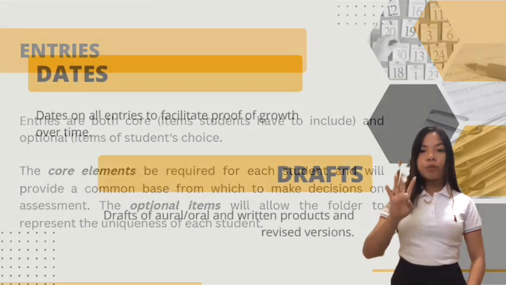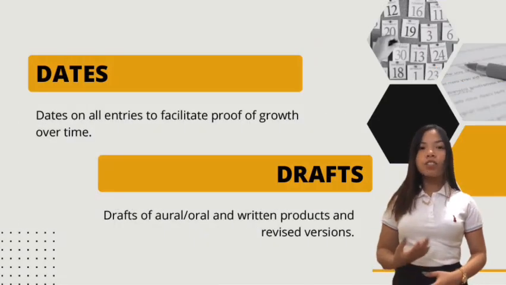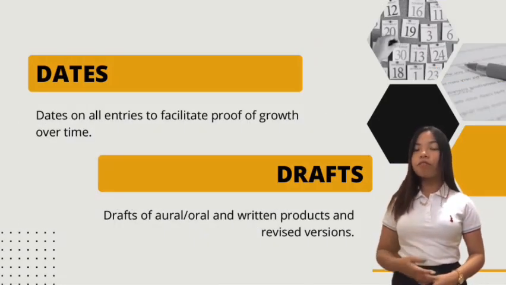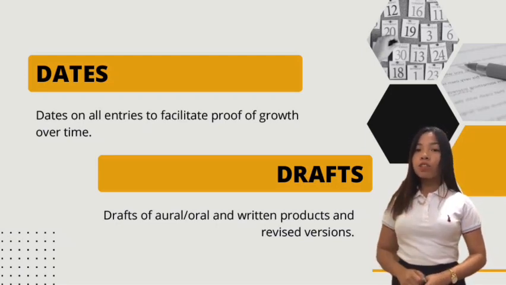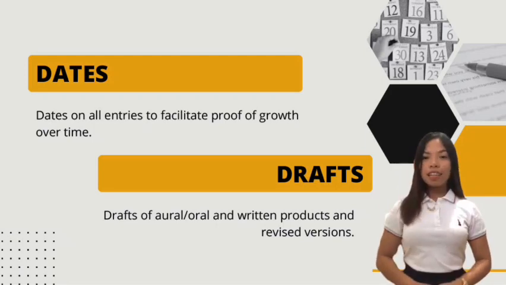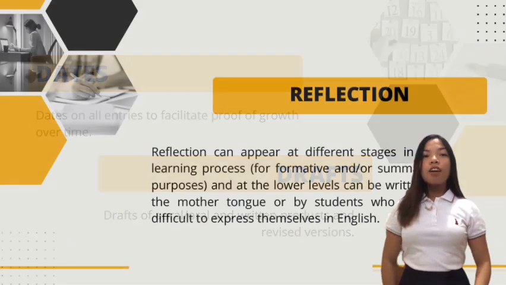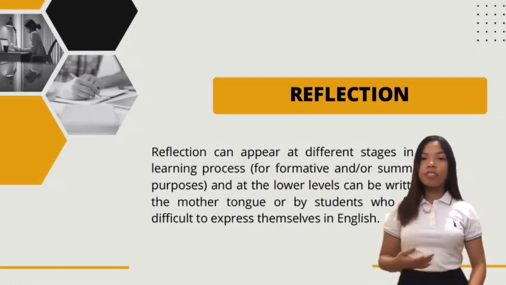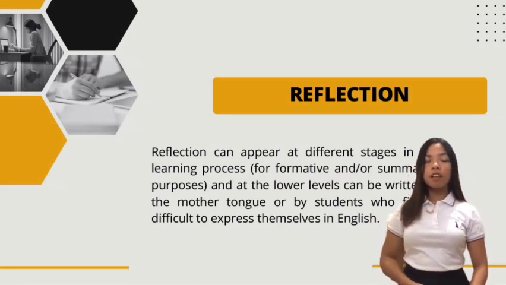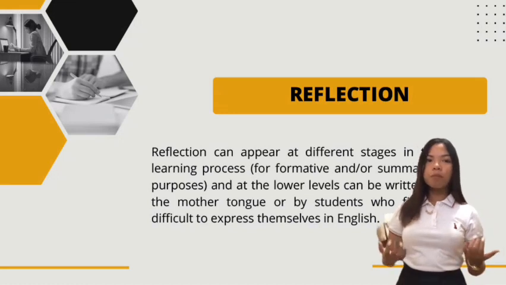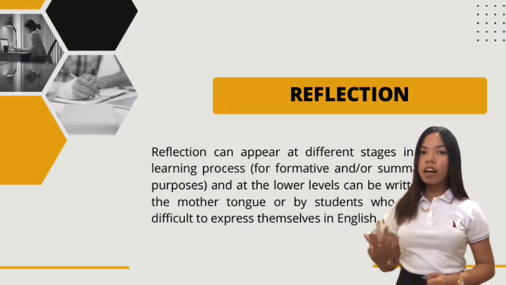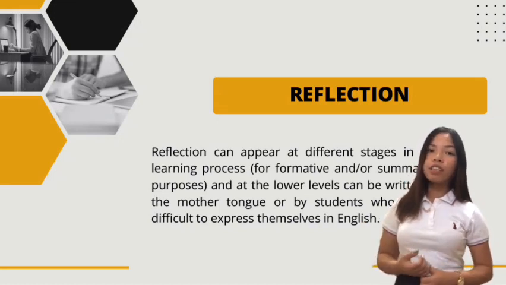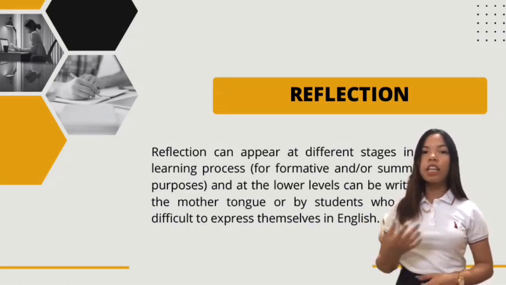And then the fourth one is the dates on all entries to facilitate proof of growth over time. And then the fifth one is the drafts of oral and written products and revised version. And lastly, the sixth one, is that reflection can appear at different stages in the learning process for formative and/or summative purposes. And at the lower levels, it can be written in the mother tongue by students who find it difficult to express themselves in English.